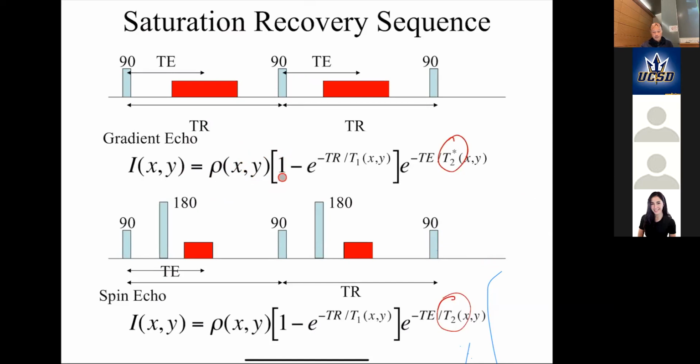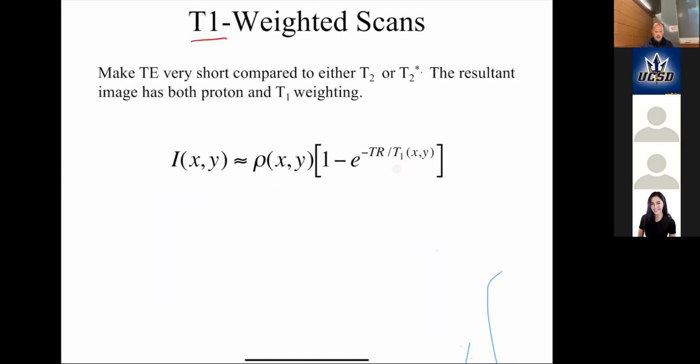But let's look at what we can do with the T1 term and the T2 term. So let's say I want to make my sequence insensitive to this term, right? So notice if I make TE go to 0, this term just becomes 1 in both cases, right? So the idea behind a T1 weighted sequence is I want to make TE very, very short so that I'm only sensitive to proton density and the value of T1.